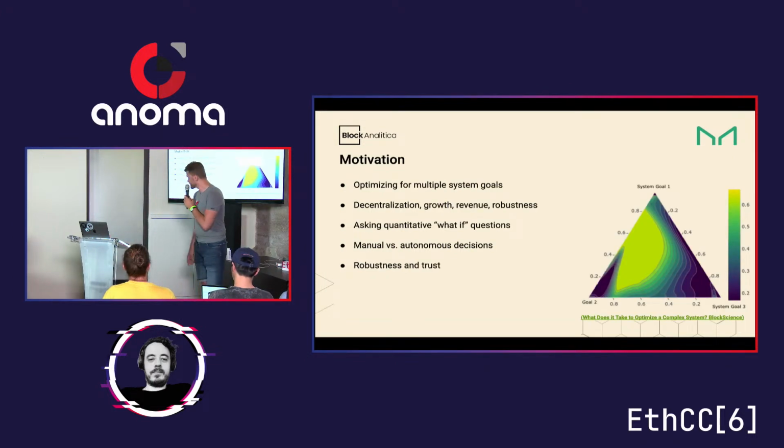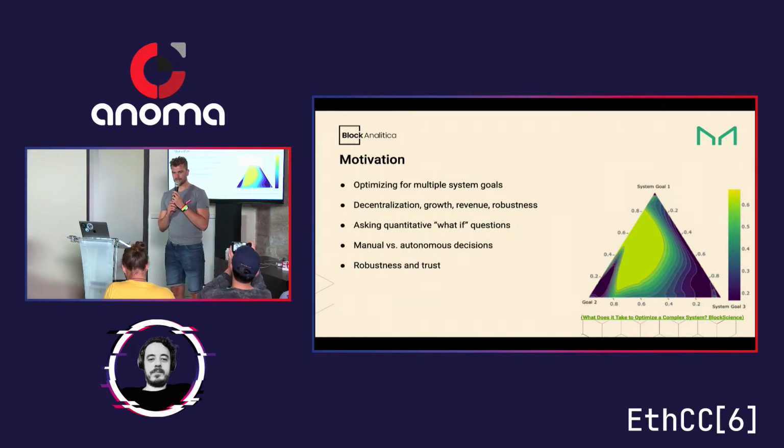So token-based systems tend to optimize for multiple system goals, and these are not only pursued simultaneously, they're also most often pursued one at the exclusion of the other. They're also complex systems, so it's very difficult to isolate individual components, ignoring one altogether. These goals can be characterized in many ways. One of them is decentralization, growth, revenue, and robustness.